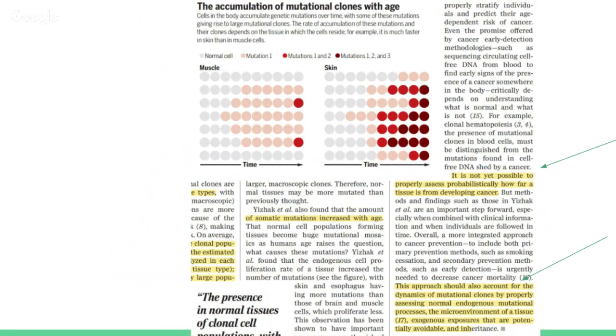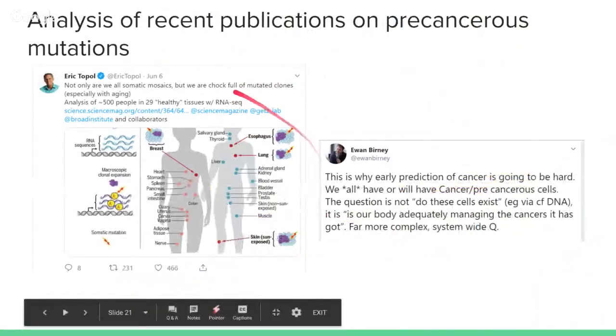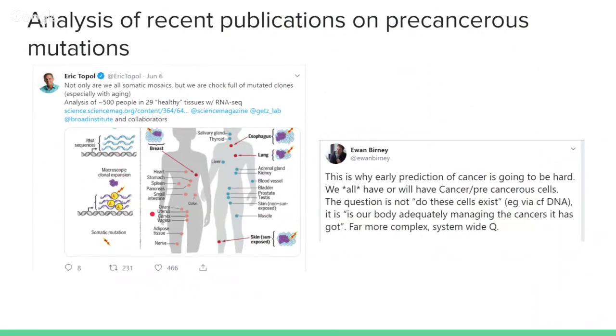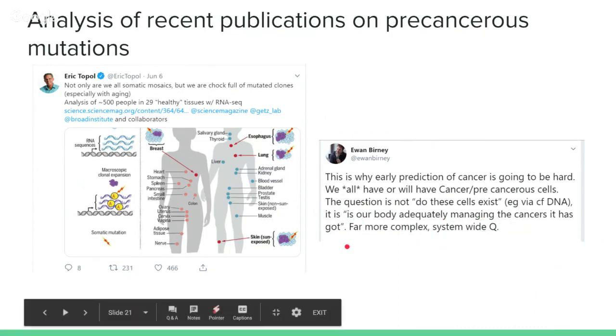And so to conclude, based on these results that they found recently in this paper from the Broad Institute and related, this is why early prediction of cancer is going to be hard. And this is Ewan Birney, co-director of the European Bioinformatics Institute in Cambridge, saying, we all have or will have cancer or precancerous cells. The question is not, do these cells exist, for example, measuring them via cell-free DNA, but is our body adequately managing the cancers it has got? And so it's a complex system-wide question.